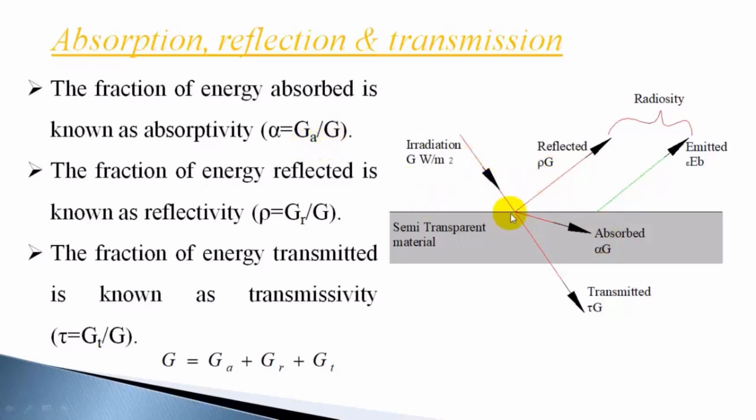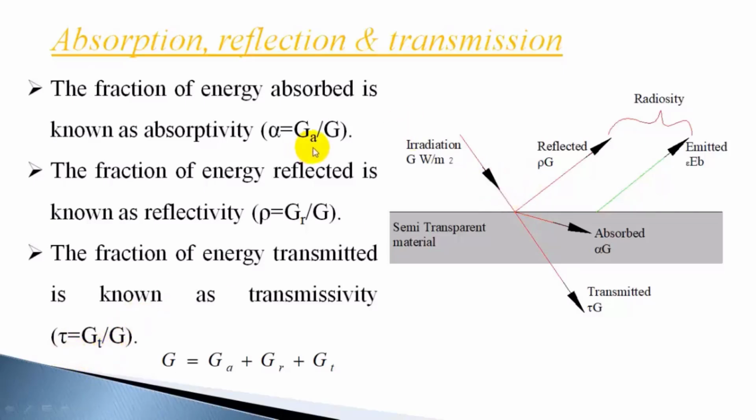Now, out of 100 watts per meter square, 20 watts is reflected, 70 watts is absorbed, the remaining is 10 watts per meter square. So 10 watts per meter square is transmitted. So that is GT is 10 watts per meter square. GT by G, that is a fraction of energy transmitted, will give the transmissivity, or it is 0.1 in this case. So transmissivity is the fraction of energy transmitted.